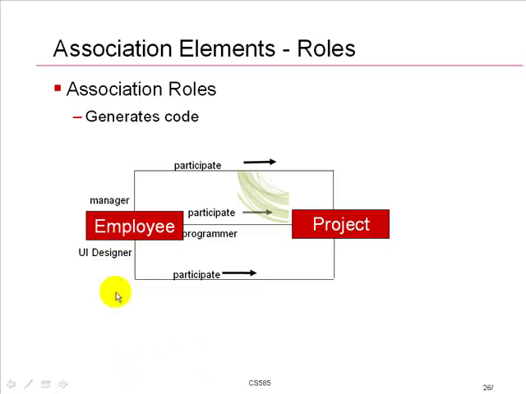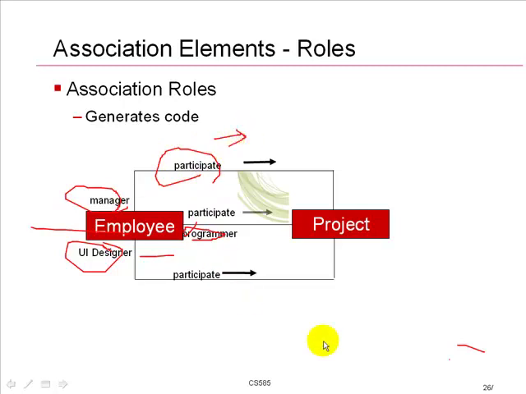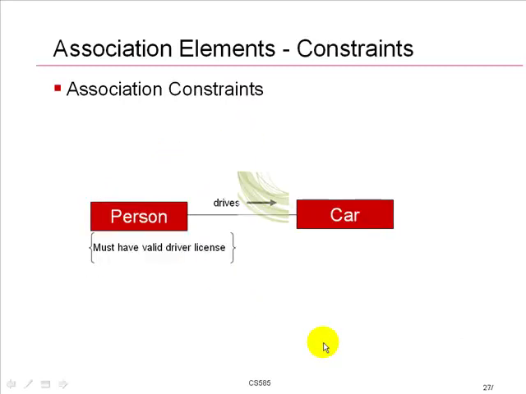An association role, for example, between an employee and a project: an employee can play multiple roles. In this particular example, an employee can be a manager or a user interface designer, these two lines, or a programmer. So there are three roles that one class, one object can play in a particular association: 1, 2, and 3. The name of the association is participate, and this is the reading direction for this particular association.